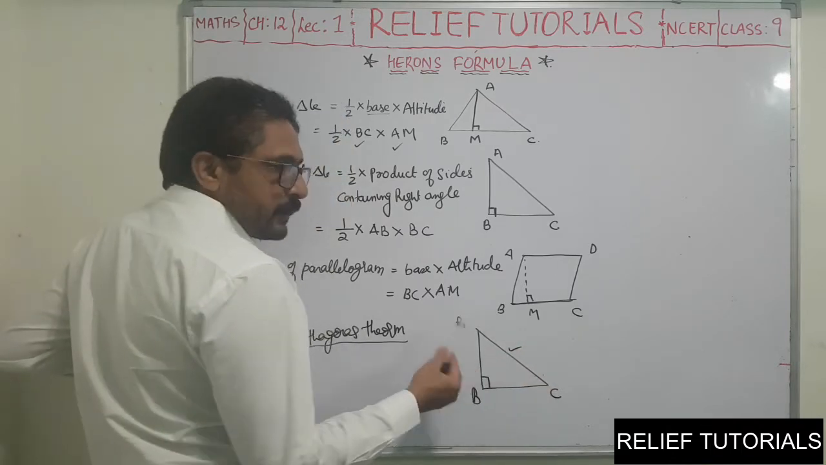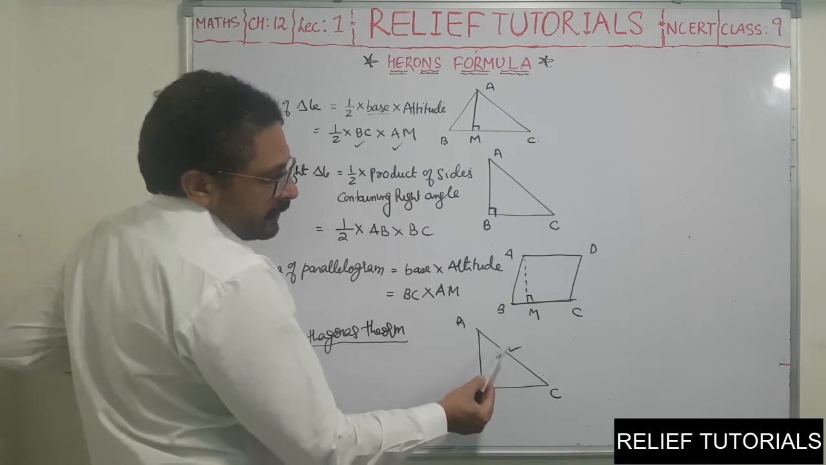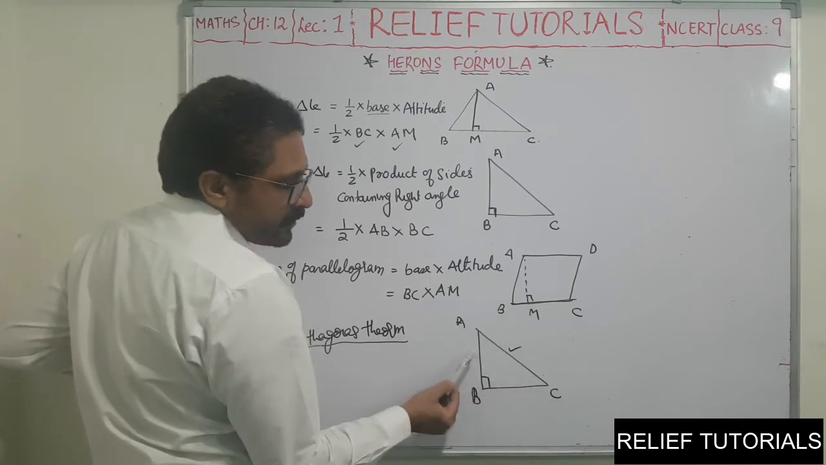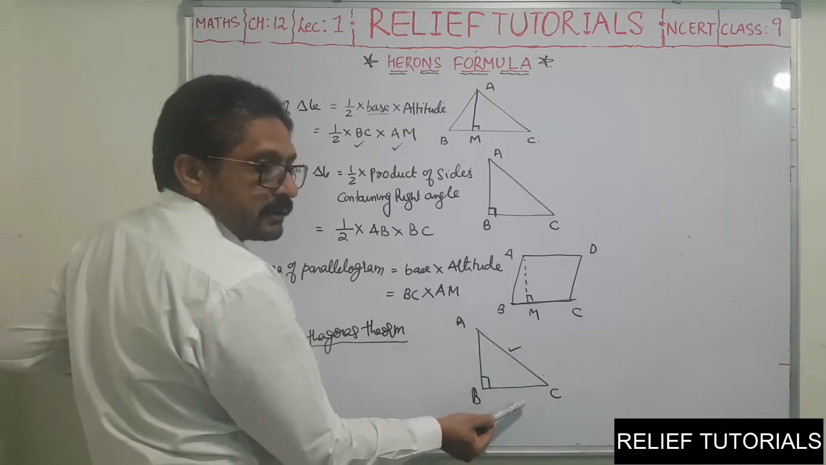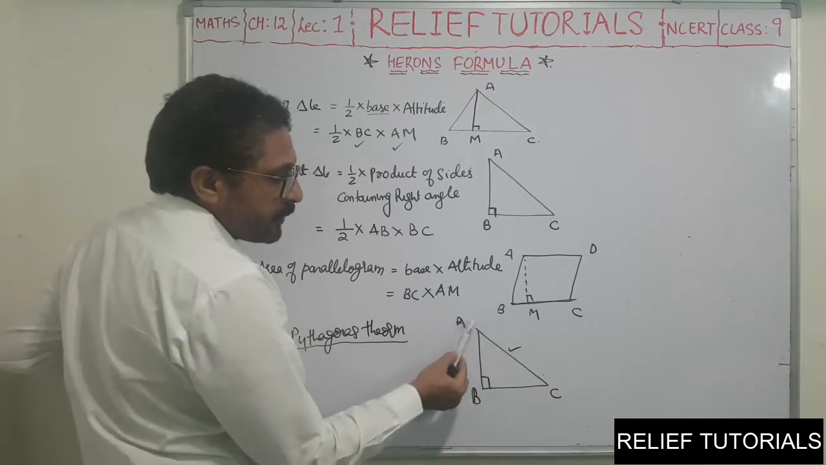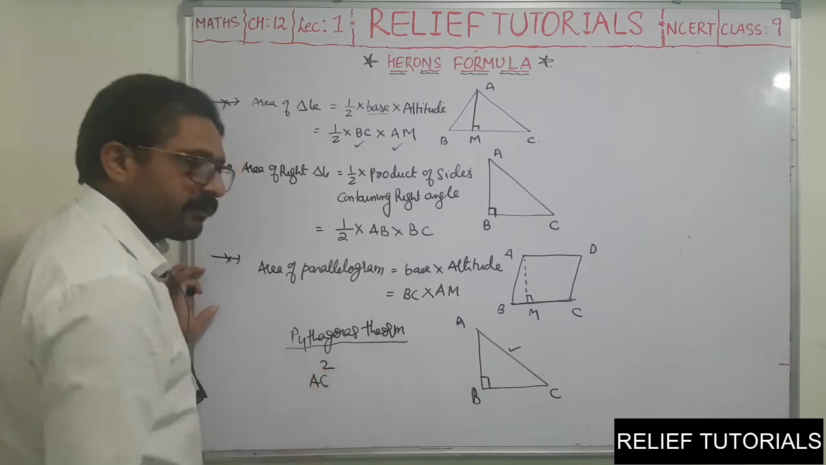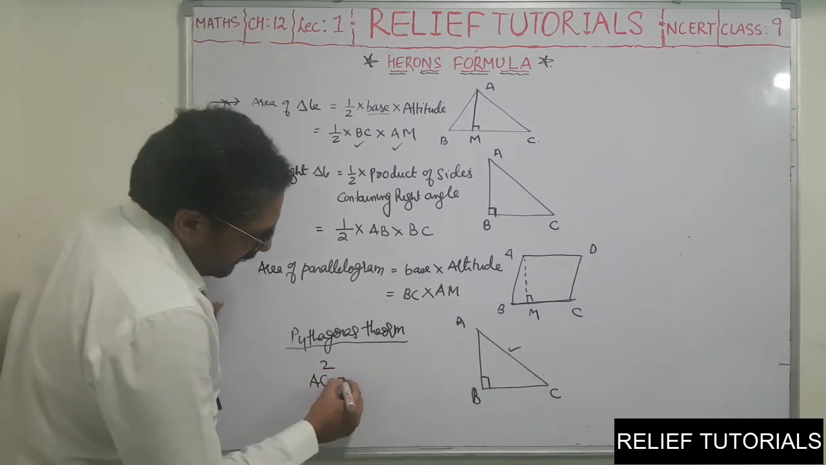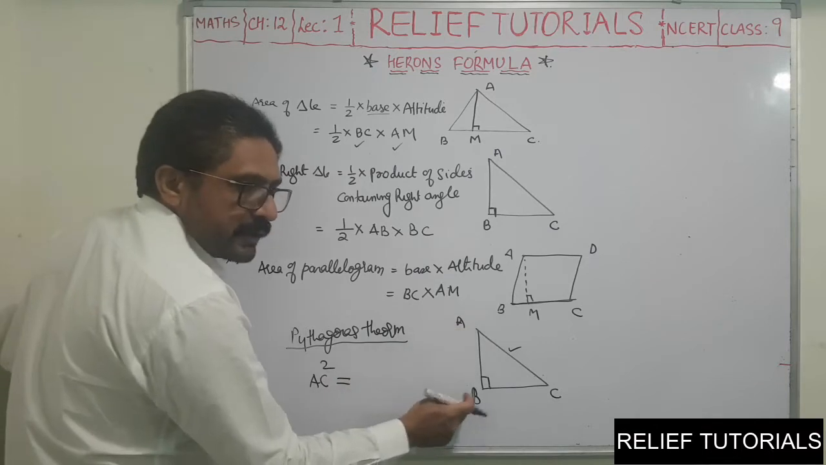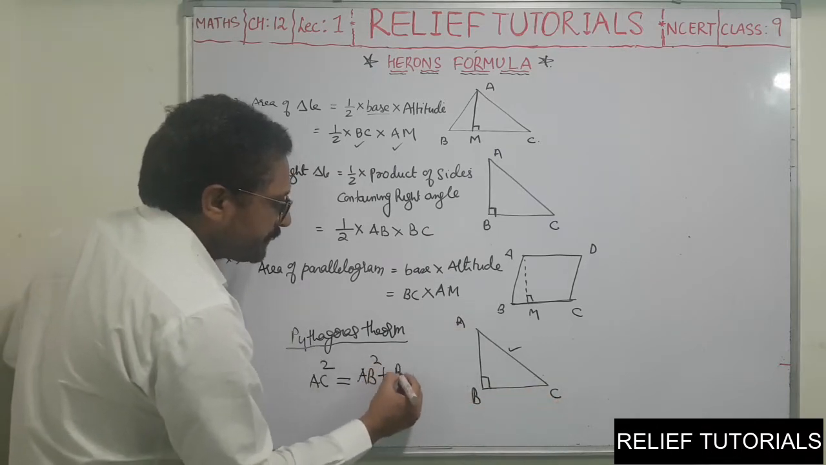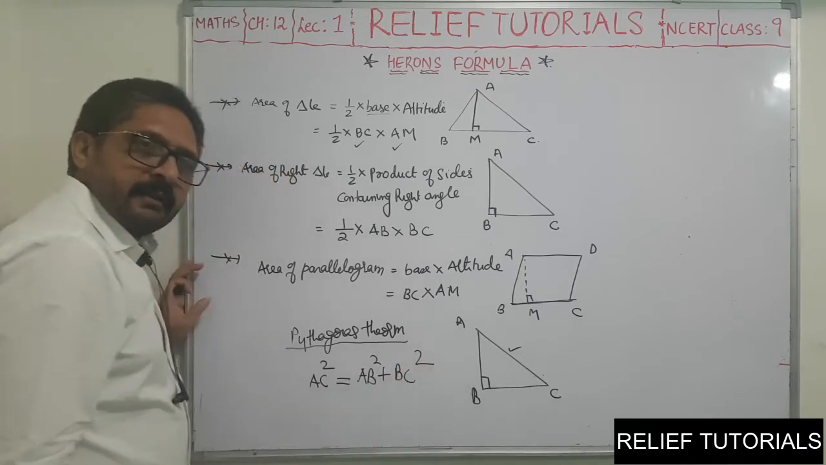Now, what is the Pythagoras theorem? The square of the measure of the hypotenuse is equal to the sum of the squares of the other two sides. So I can say the hypotenuse is AC. So the square of the hypotenuse, AC square, is equal to the sum of the squares of the other two sides, that is AB square plus BC square.